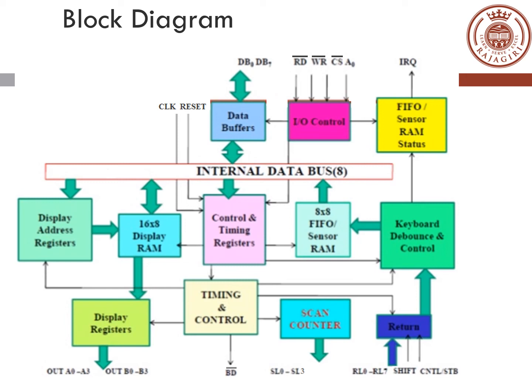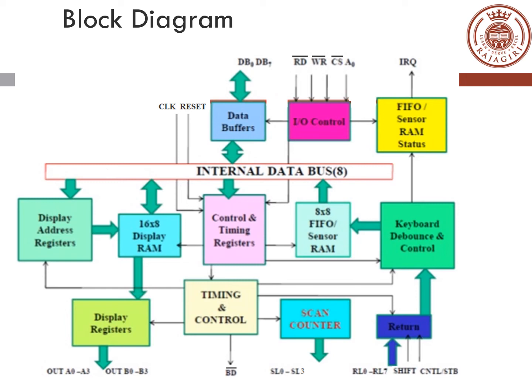So in this diagram, the upper part, there is an 8-bit internal data bus, and there are 3 blocks above it: the data buffers, the I/O control, and the FIFO sensor RAM status. This is the part which talks to the CPU. So in the pin diagram, this was shown on the left hand side. From the data buffers, you get the DB0 to DB7 bidirectional data output, which talks to the CPU. Then we have the read-write enables, the chip select, and the address line, RD bar, WR bar, CS bar, and A0. The clock and reset input also come from the CPU side.